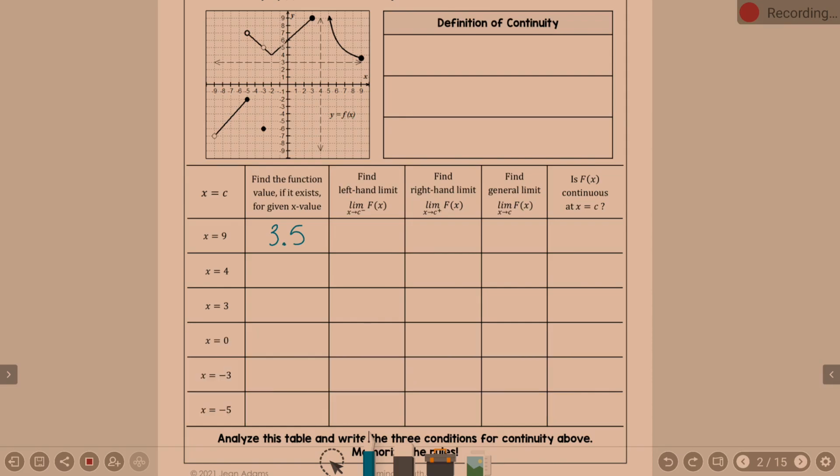Okay, let's continue with x equals 9. Continuing across, find the left-hand limit. The limit as x approaches 9 from the left is 3.5 again, yes? Because there's a piece of graph coming in from the left. Right-hand limit: the limit as x approaches 9 from the right does not exist, because the graph doesn't come from the right, does it?